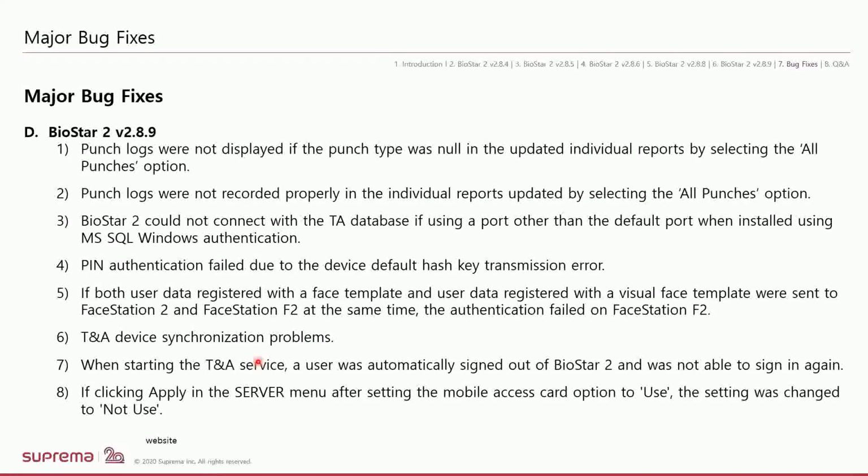The major bug fixes in BioStar 2.8.9 will be as follows. The most important part of these is the TNA-related improvements, which we covered earlier, and we believe that many customers who had difficulties with the BioStar 2 TA function can solve the issue by upgrading to the BioStar 2 version that will be released.